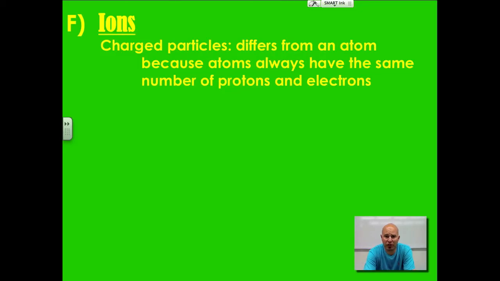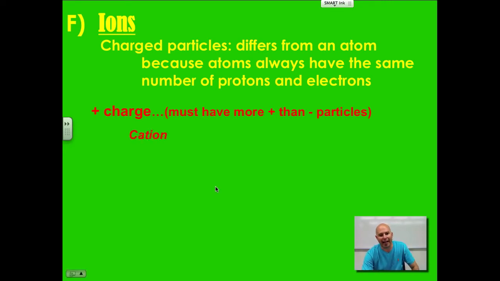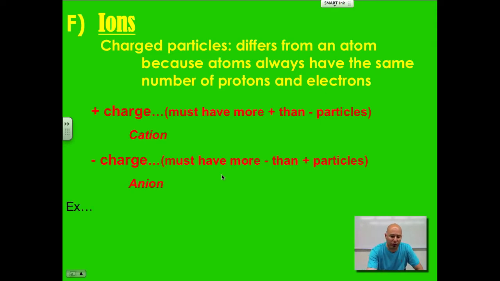All right, so we just finished talking a little bit about anions and cations, positive and negative. And this is just a quick little reminder and just moving along. Positive charge, they must have more positives than negative particles. Again, those are protons and electrons. Cation. Negative charge, more negatives than positives, and that's an anion. And again, I do want to show a few more examples.